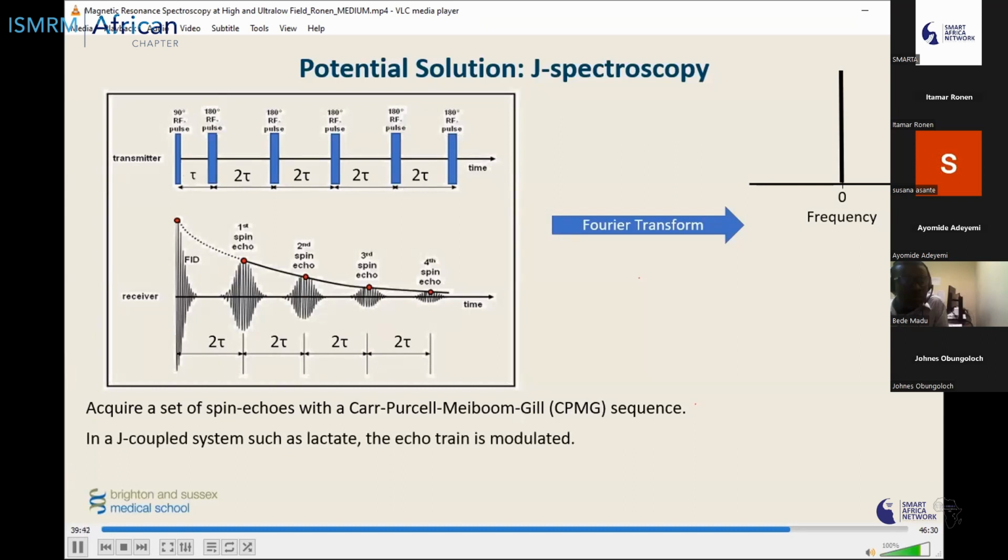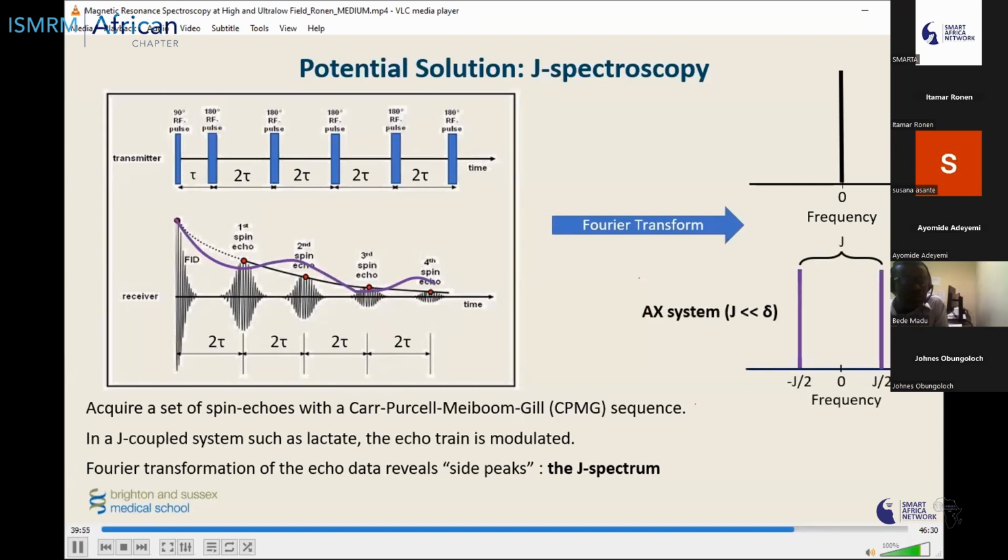However, in a J-coupled system, like for example lactate, the echo train is modulated, meaning it gives an additional oscillation in addition to the exponential decay. And when we do a Fourier transform of this signal, we get a spectrum that doesn't have any of the chemical shift information, but has the information that is stored in this interaction between spins that we call the J coupling. And this gives rise to what we call a J spectrum.